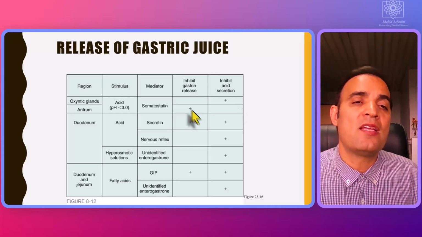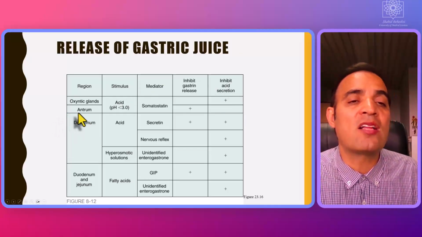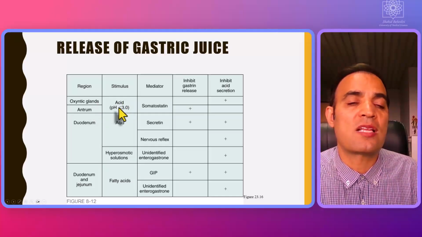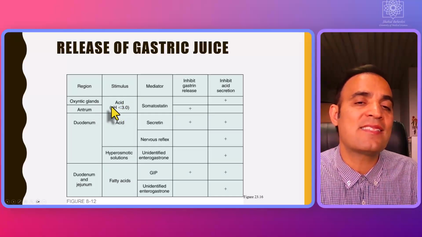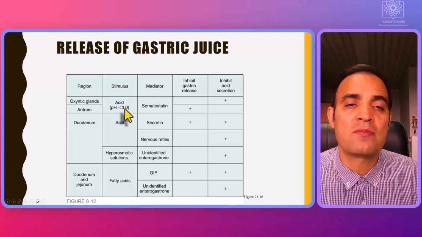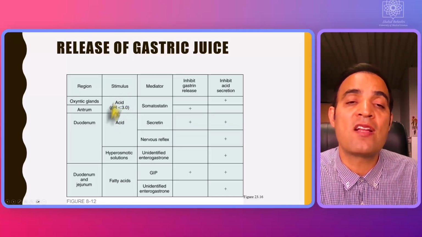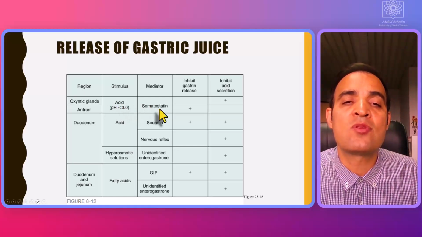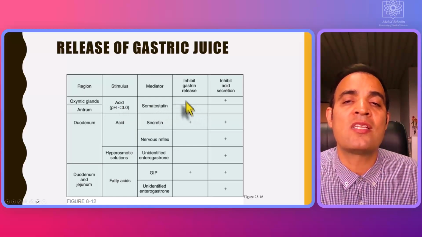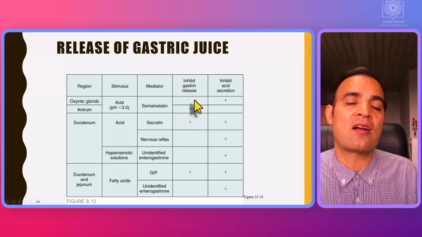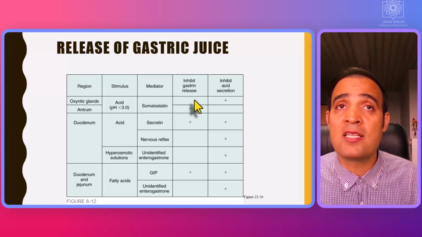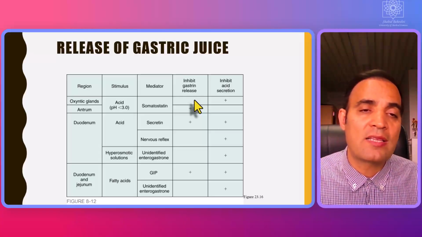For example, in the oxyntic gland and in the antrum parts, the stimulus is that when the pH is less than 3, it shows that there is a very high acid environment. This will stimulate somatostatin, and somatostatin inhibits gastrin release and then gastric secretion. This is the gastric phase and it is inhibitory. Have a look at the duodenum.